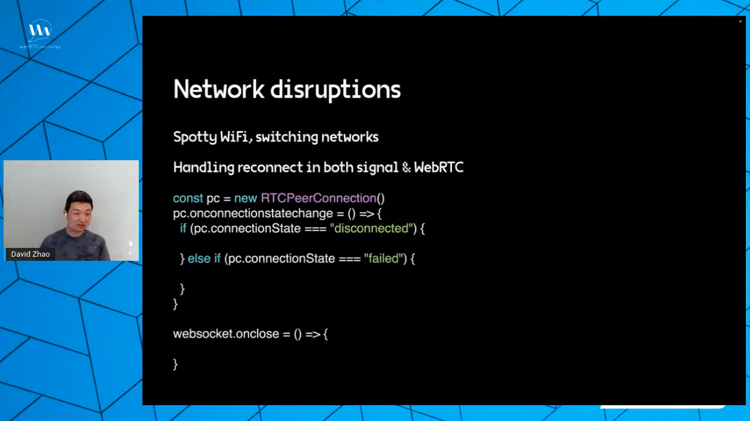So let's take a look at the code. It looks pretty simple, but there are a few caveats. When the peer connection becomes disconnected, it doesn't actually mean permanently disconnected. But when it fires failed, then it does mean permanently disconnected. So just some nuances to pay attention to.